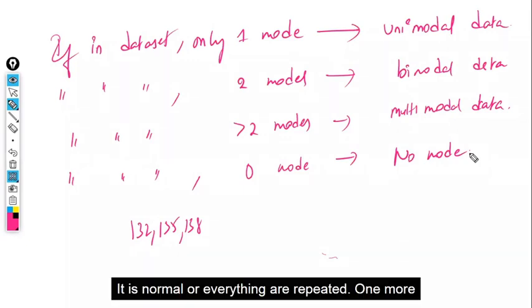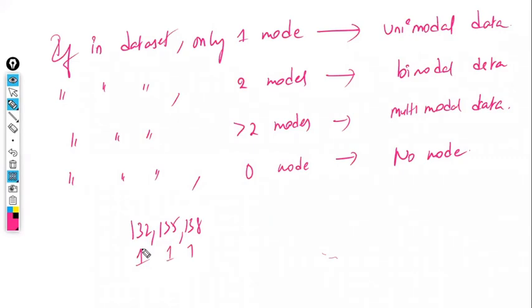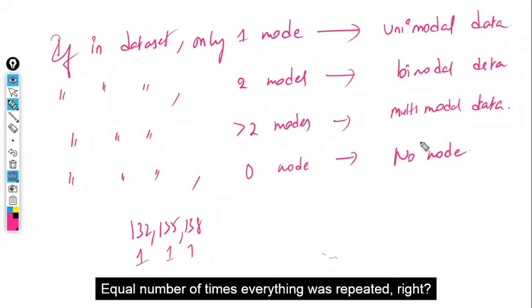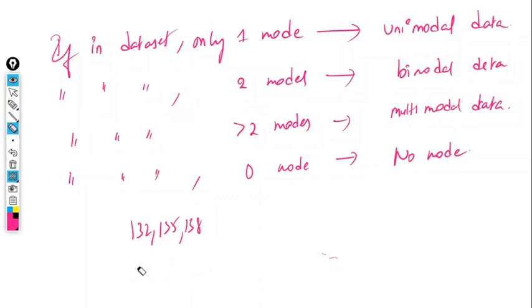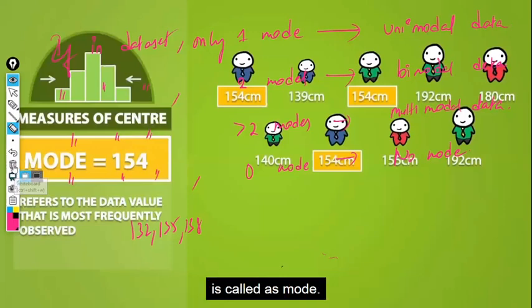It is no mode, or if everything is repeated one time only, everything has to be considered as the mode only. Equal number of times everything was repeated, right? So which was most repeated, that particular value is called the mode.